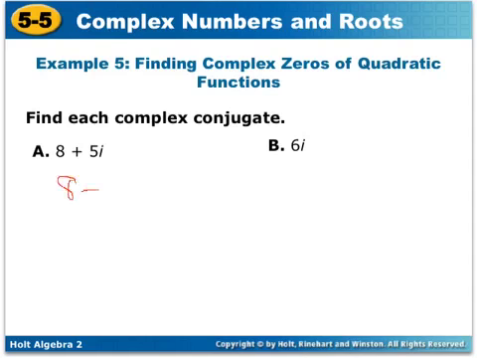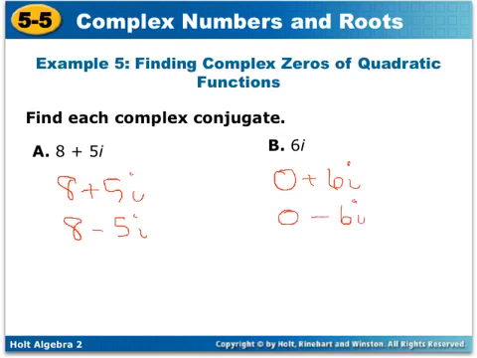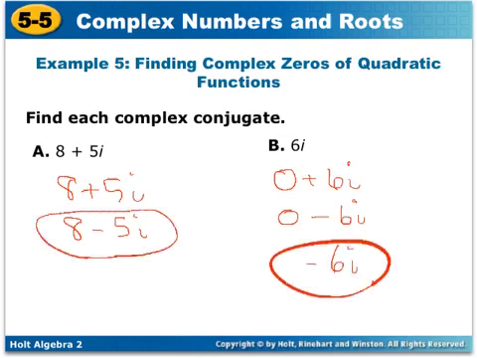Our problem is 8 plus 5i. The complex conjugate is 8 minus 5i. Rocket science, I know. So if we have b, it's really 0 plus 6i. The complex conjugate is 0 minus 6i, or just plain negative 6i. That's the complex conjugate.